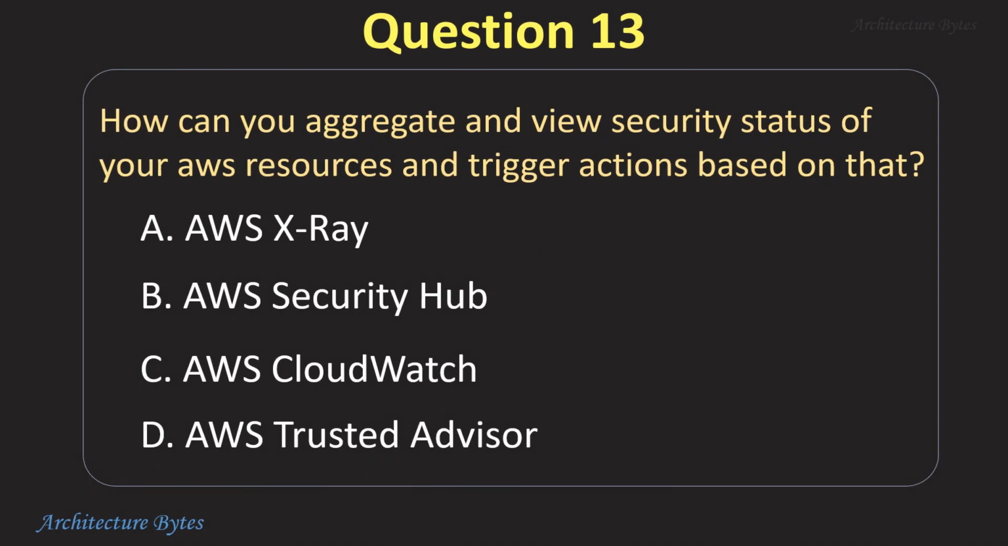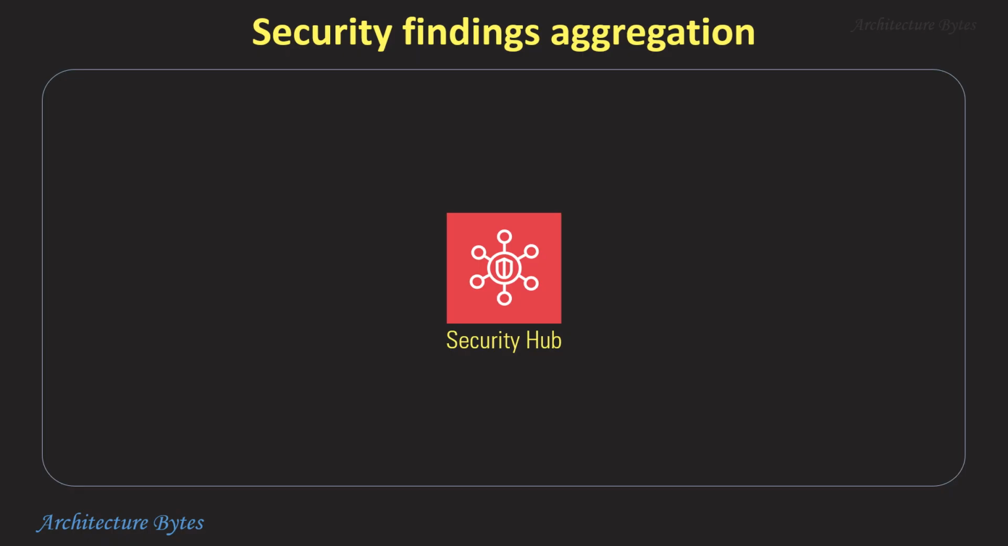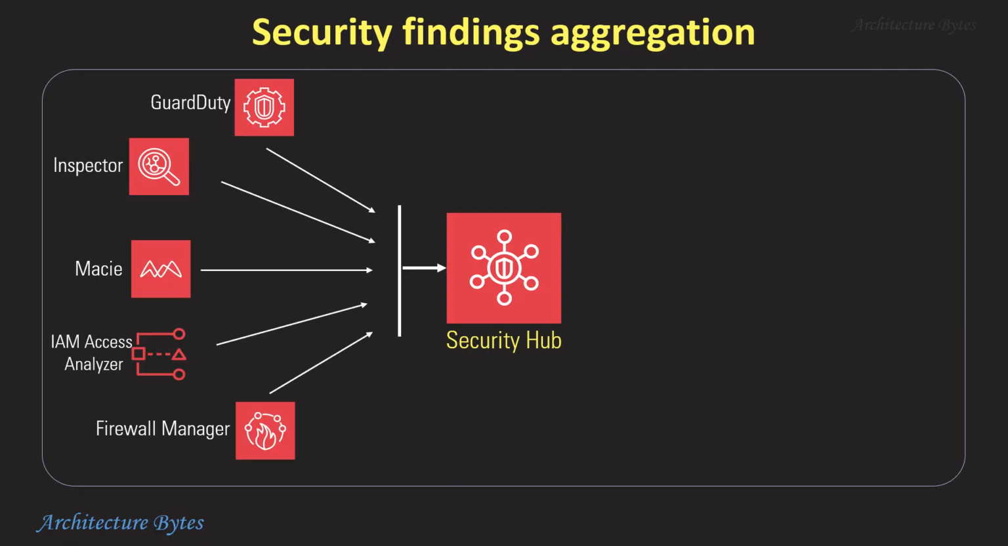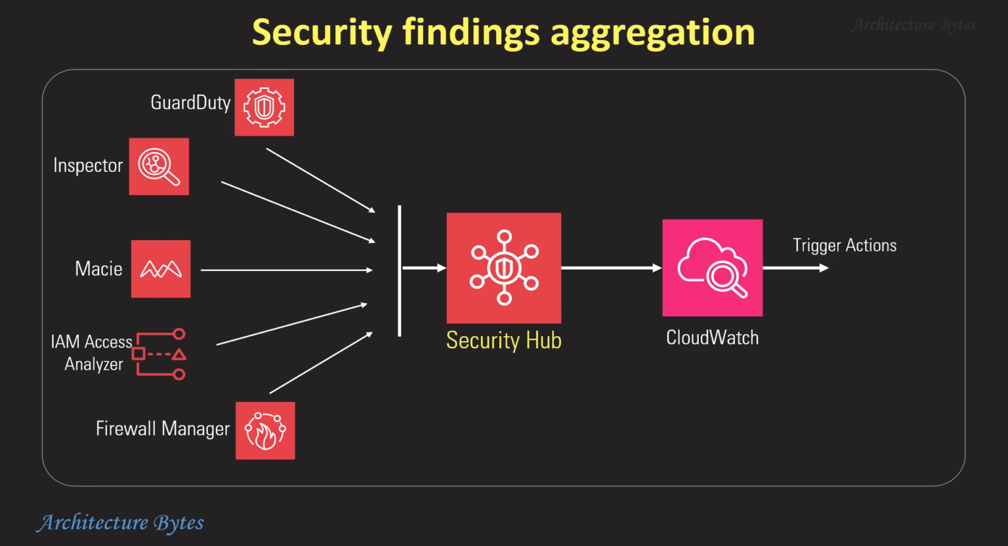How can you aggregate and view security status of your AWS resources and trigger actions based on that? We would use AWS Security Hub service here. It provides a central dashboard for security findings. It collects findings from built-in AWS security services like GuardDuty, Inspector, etc., partner security tools, and your own custom integrations. The findings can be sent to CloudWatch events, where event rules could be configured to trigger actions.